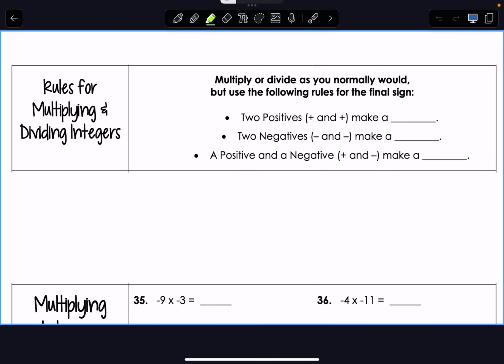At the very top, we are going to talk about our rules for multiplying and dividing integers. We have rules for addition. We take our subtraction to add the opposite and use our addition rules. Now let's talk about multiplying. If we multiply or divide two numbers that are both positive, what kind of answer are we going to get? What did you say, Jacob Tanner? Positive. Okay.